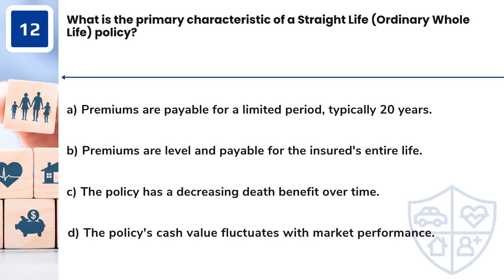Question 12. What is the primary characteristic of a straight life, ordinary whole life, policy? A. Premiums are payable for a limited period, typically 20 years. B. Premiums are level and payable for the insured's entire life. C. The policy has a decreasing death benefit over time. D. The policy's cash value fluctuates with market performance.